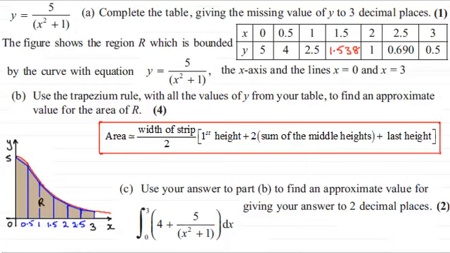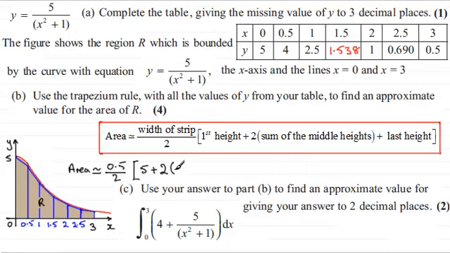So when it comes then to working out that area, let's just come over here. We can say that the area is approximately the same as working out the width of a strip. The width of the strip then is 0.5. We divide that by 2, and then we multiply this by the first height. Now the first height is the y value you get when x equals 0, and that is 5. You can see it clearly in the table anyway, so put that in as 5. And then it's plus 2 times the sum of all the middle heights, the y values.